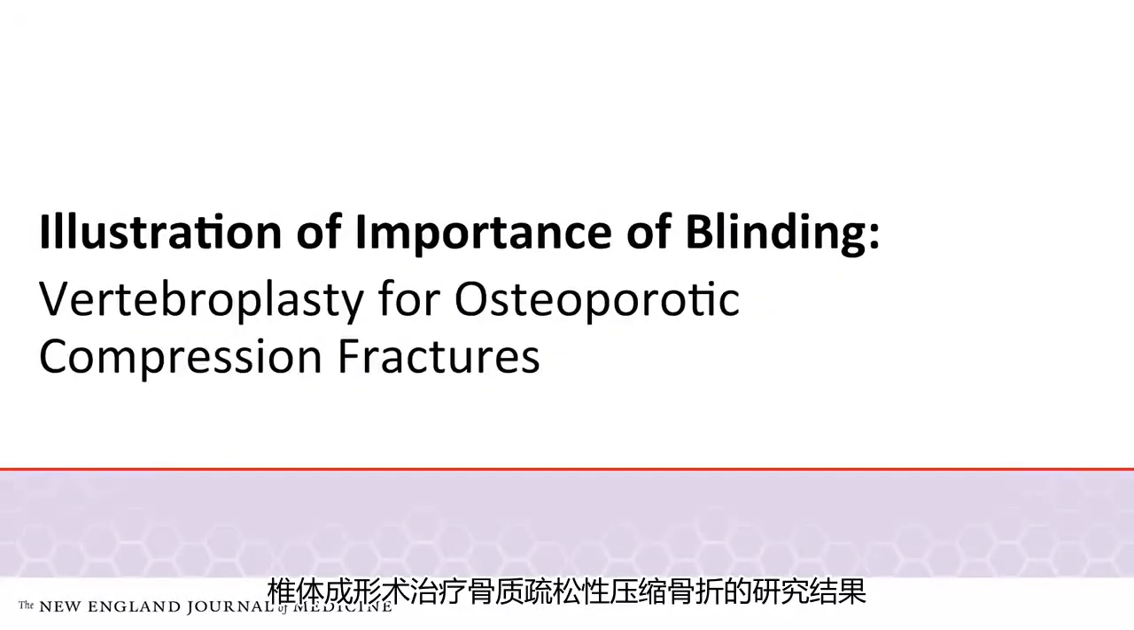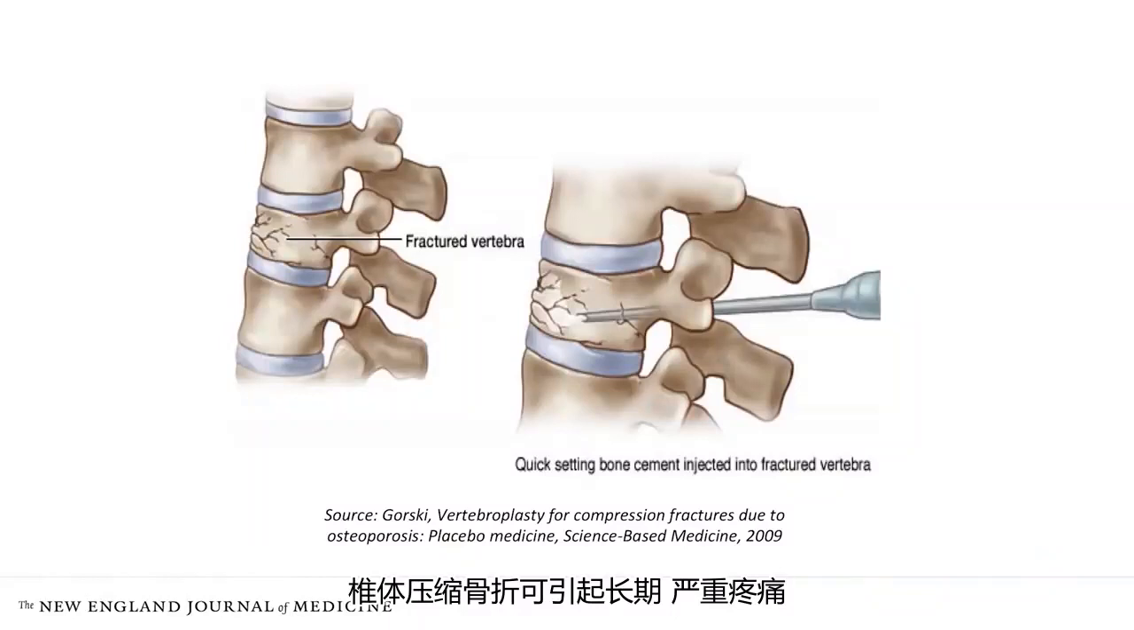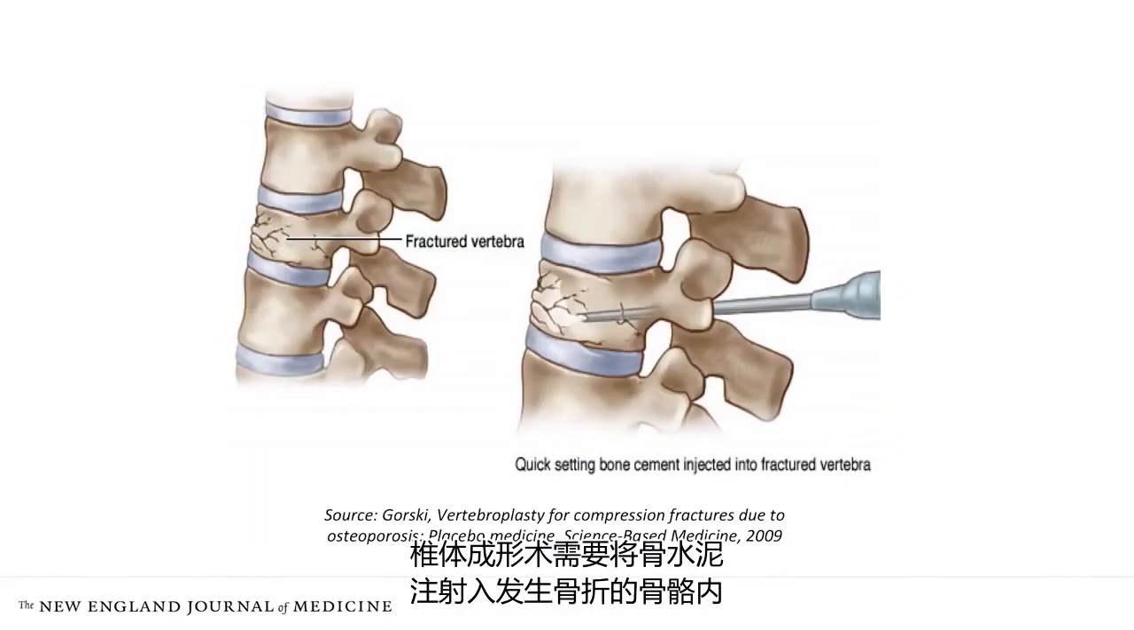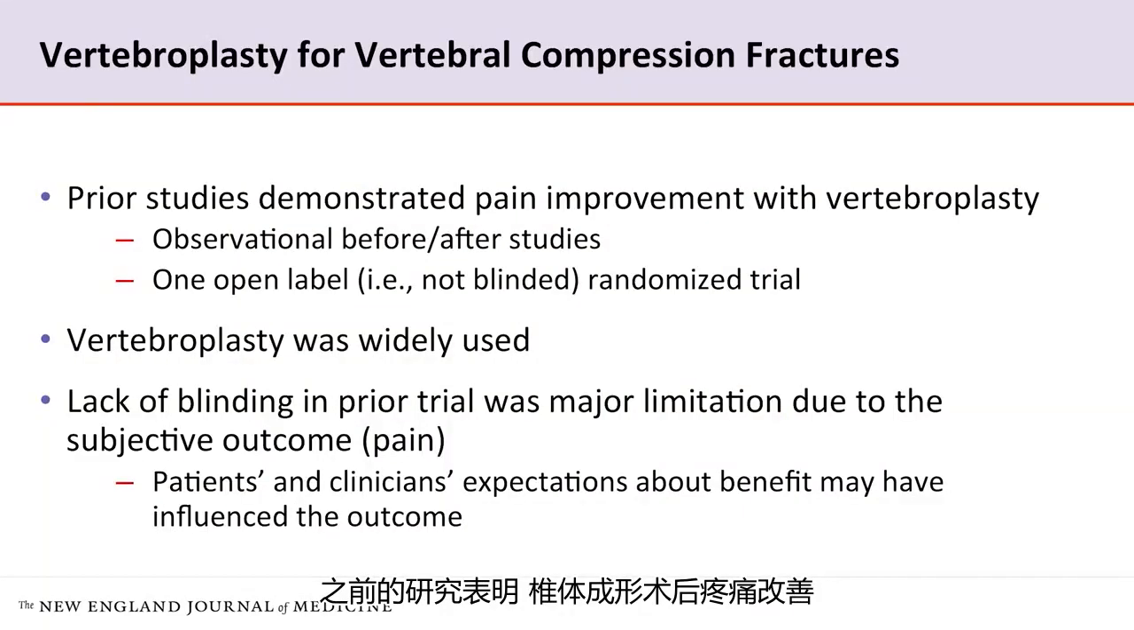The results of research studies of vertebroplasty for osteoporotic compression fractures provide a good illustration of the importance of blinding. Vertebral compression fractures can cause prolonged and severe pain. Vertebroplasty involves the injection of cement into the fractured bone and has been used to control pain. Prior studies demonstrated pain improvement after vertebroplasty.